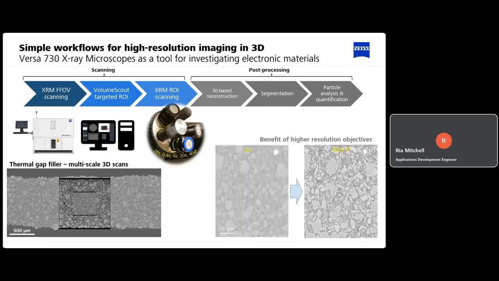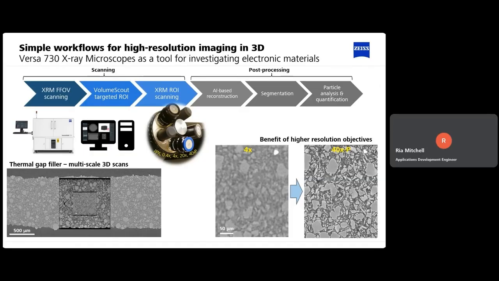And just to compare, here are thermal gap filler images comparing data collected on the 4x and the 40xP. You should be able to see that it's self-explanatory, really. We get way more information from imaging at high resolution using the 40xP, which shows the benefit of using X-ray microscopy to do this multi-scale imaging in 3D, which is unique to our X-ray microscopes.